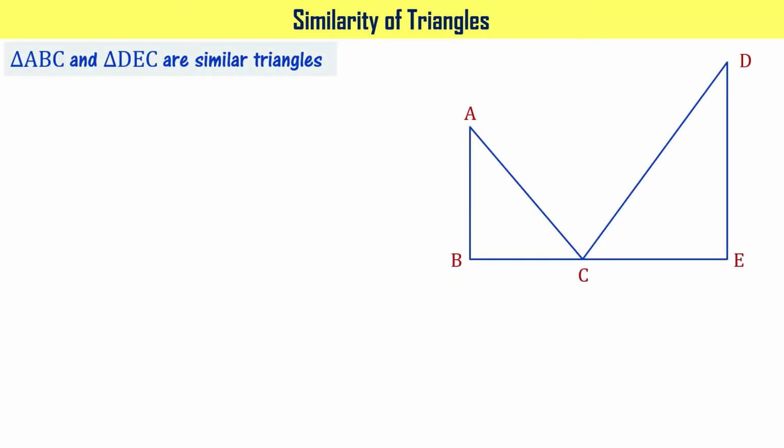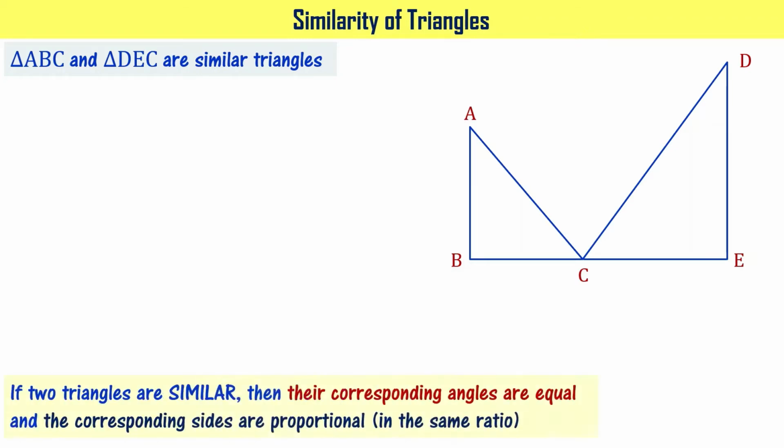Let's say that triangle ABC and triangle DEC shown in the figure are similar triangles. What does it mean? If two triangles are similar, then their corresponding angles are equal and the corresponding sides are proportional. That's what we learned just now, right? Let's see. As you see here, B and E are the corresponding angles, right? And since we said that triangle ABC and triangle DEC are similar, we can straight away say that angle B equal to angle E, right?